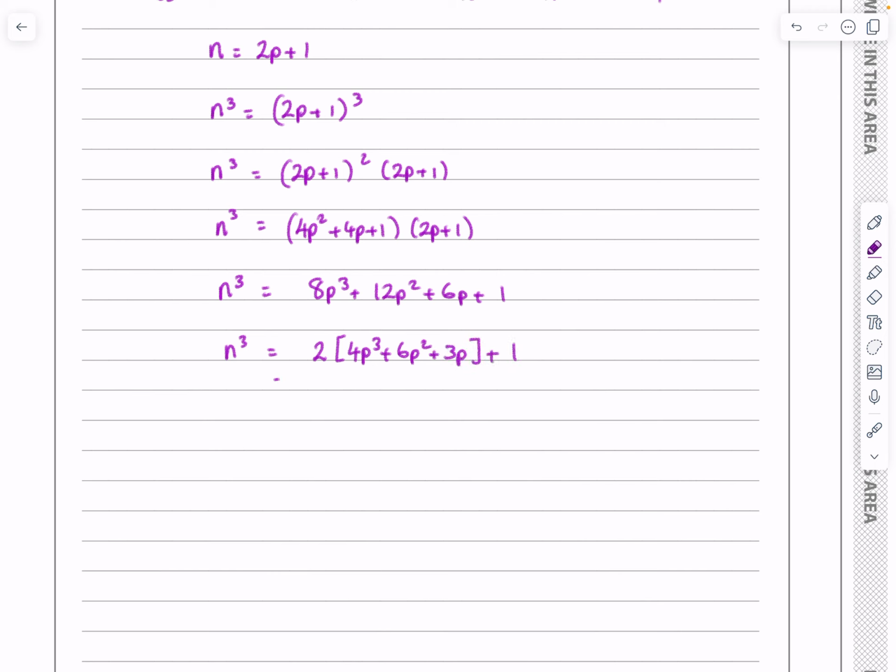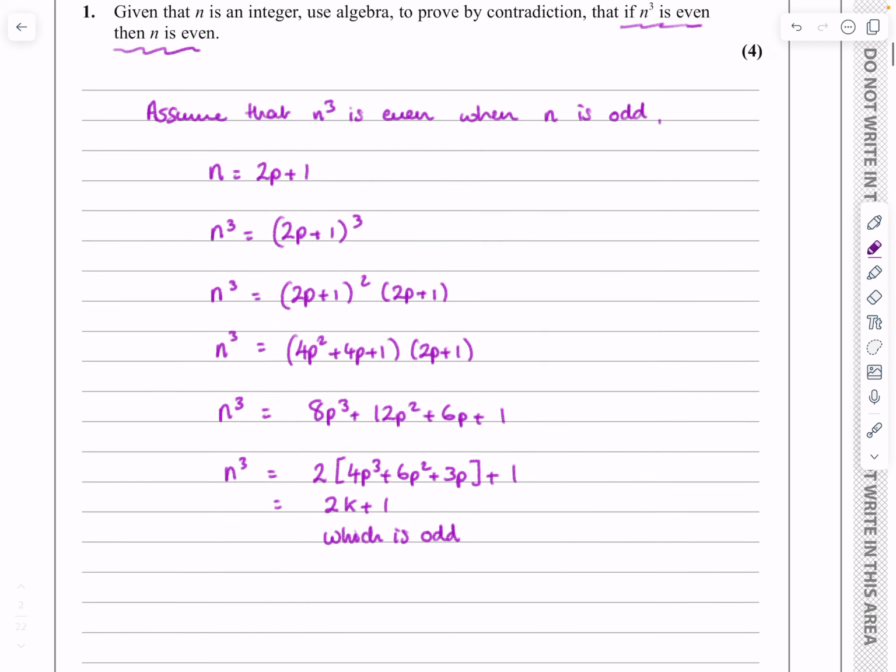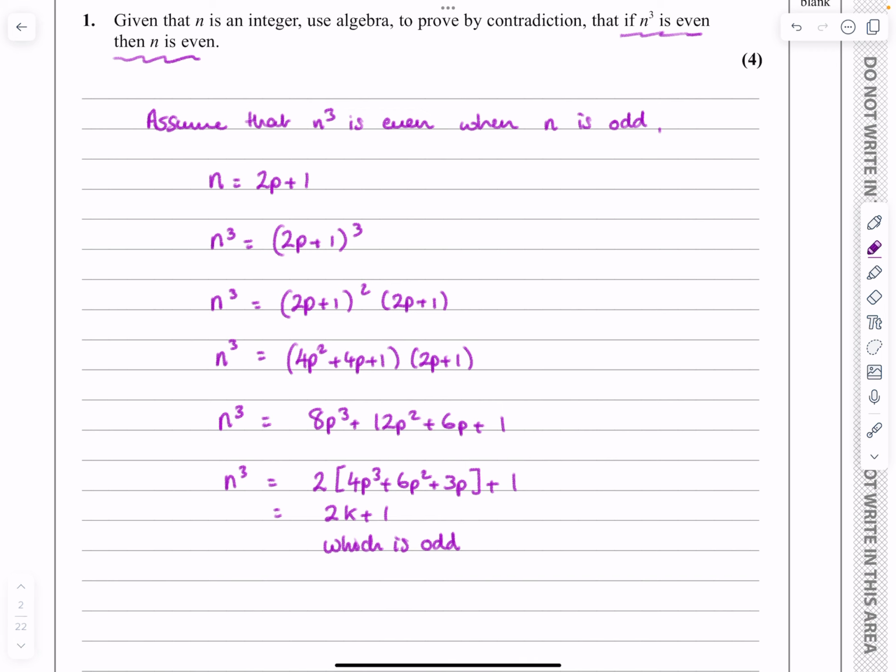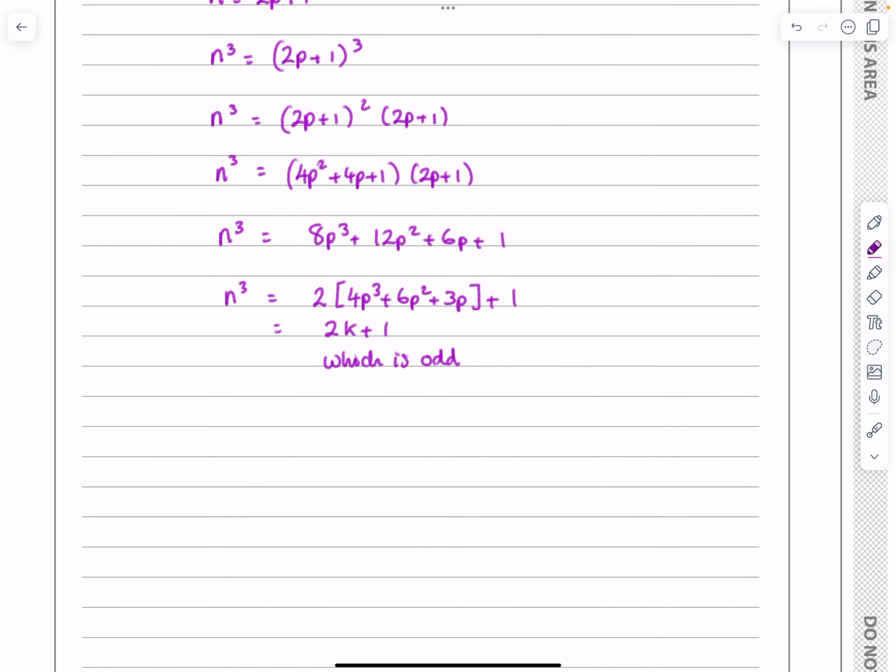And why did I do that? Because I can now say this is 2 lots of something plus 1, and that's definitely odd. So that is odd. I'll say which is odd. I think you could get away with just leaving it like that, which is odd. If it's odd, then my original assumption is now false, okay, because I wanted that to be even.